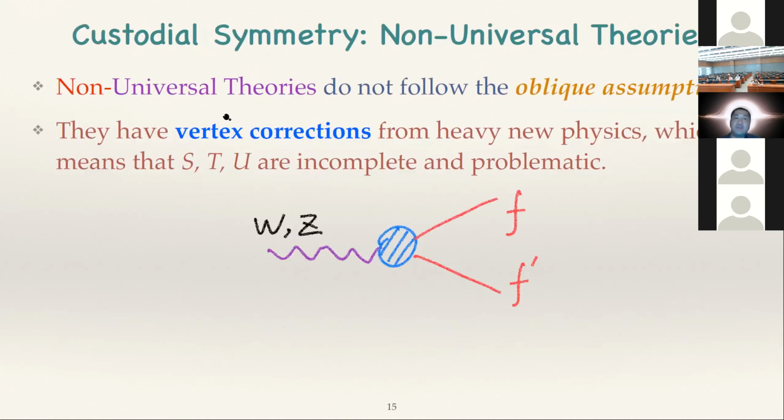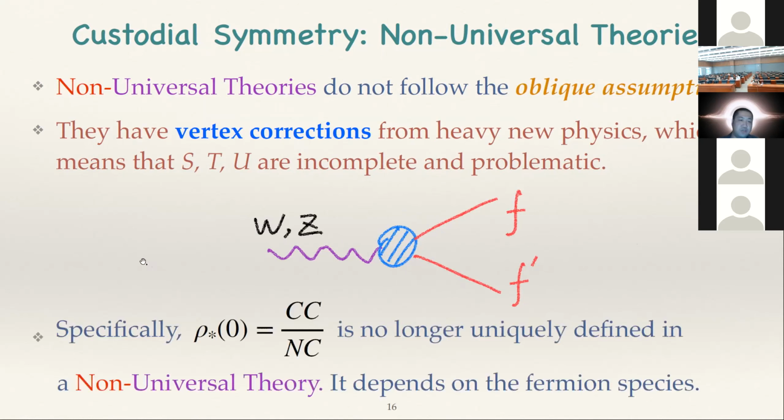So how about non-universal theories? Then they do not follow the oblique assumption. These non-universal theories have vertex corrections from heavy new physics. So S, T, and U are incomplete and problematic if you apply them to try to constrain your models. By vertex correction, you have gauge bosons and fermions, but there's a vertex correction. You have BSM physics here. Then it's non-oblique, and you cannot use universal theories.